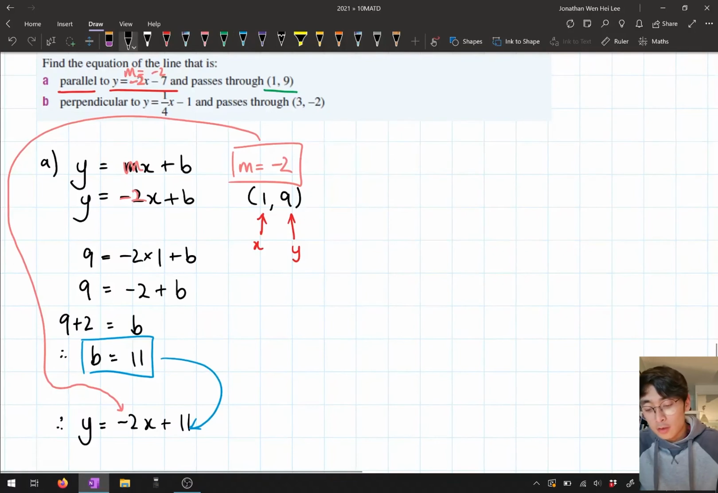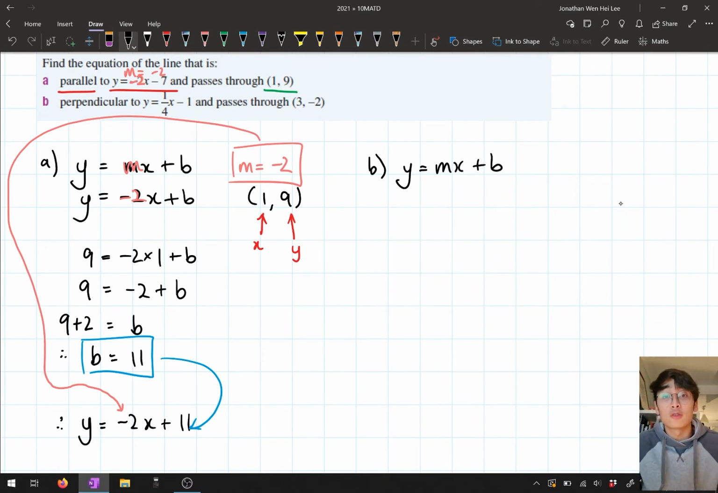Second one, last example to go. Find the equation of a line that is perpendicular to y = 1/4 x - 1 and passes through (3, -2). Okay, with these questions, same first step. y = mx + b. First step, I just write down my equation of my line.